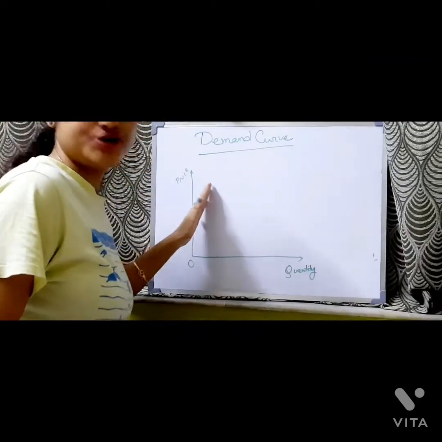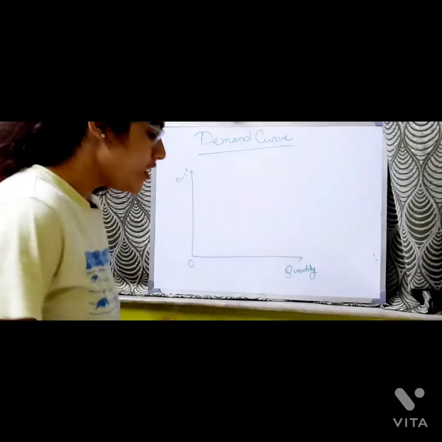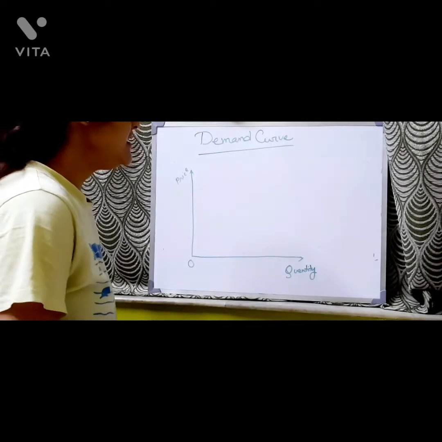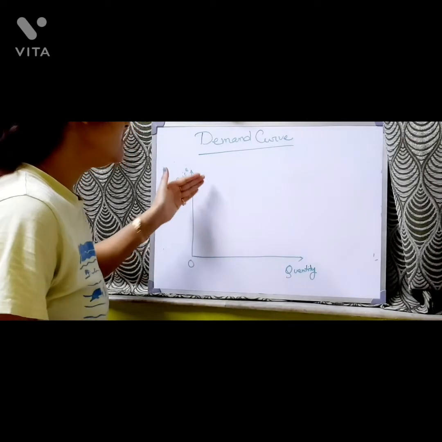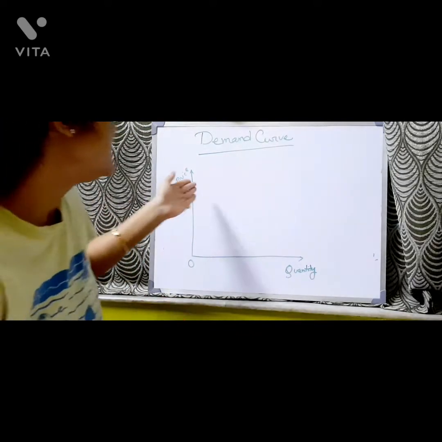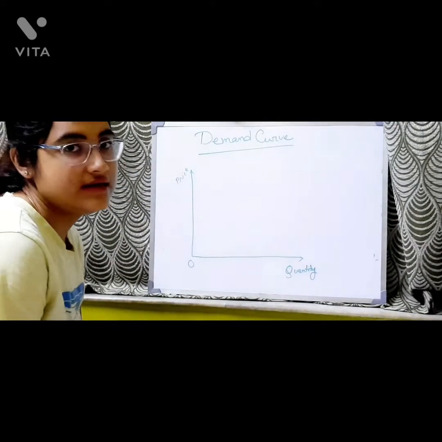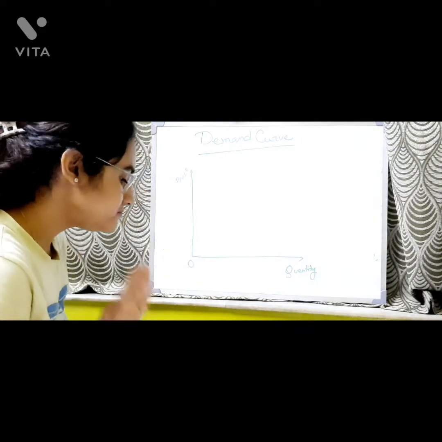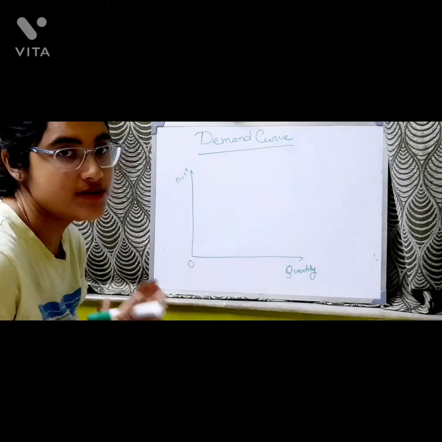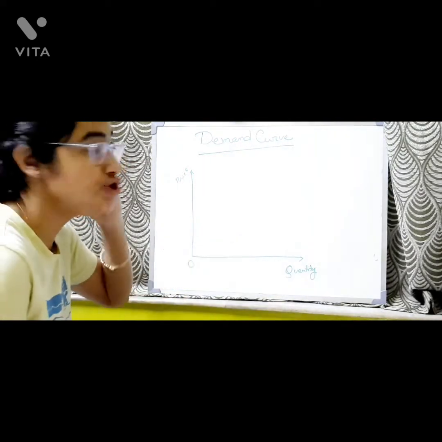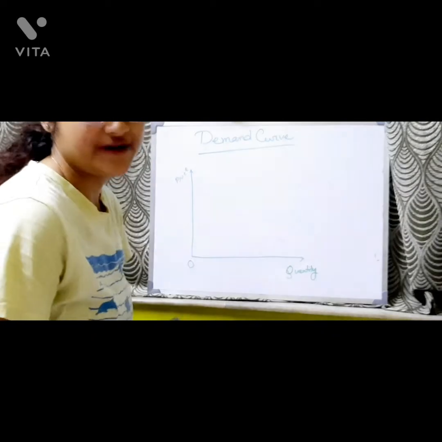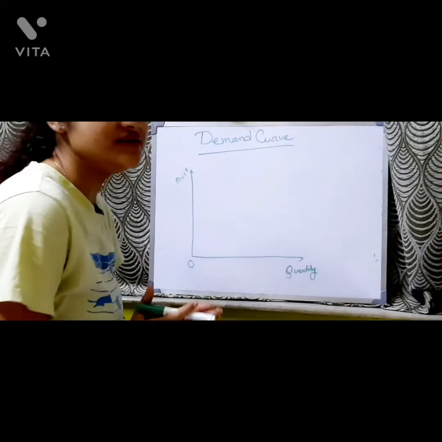Now, I'll be showing the demand curve. If the demand schedule is represented in a demand curve, we will have a downward sloping demand curve. I will be showing you why the demand curve is downward sloping. In this case, there are two types of demand: one is individual demand, another is market demand.